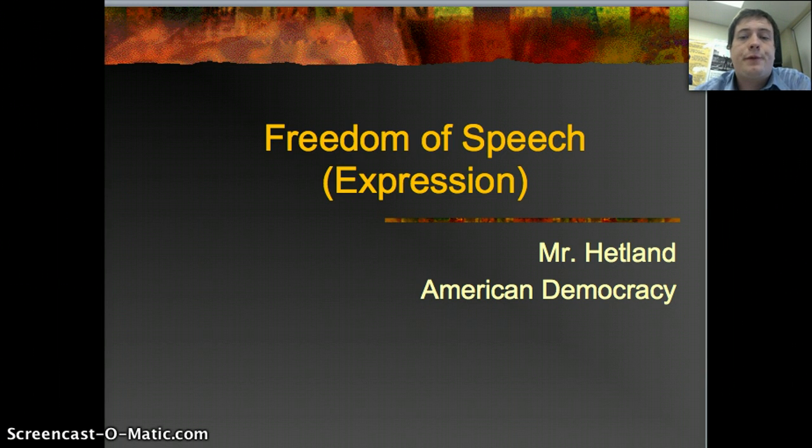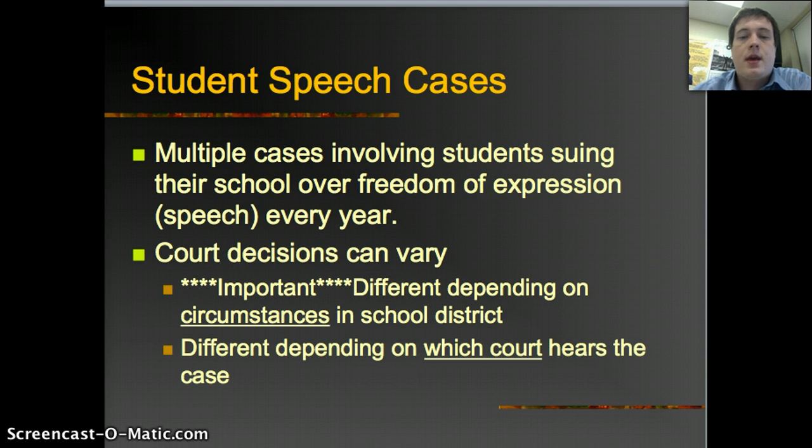Today we're talking about freedom of speech, your First Amendment right to express yourself. Specifically, we will be looking at your freedom of speech as it applies to you, a student in school. There are multiple cases involving students suing their school over freedom of expression, speech, every year. However, the court decisions vary.